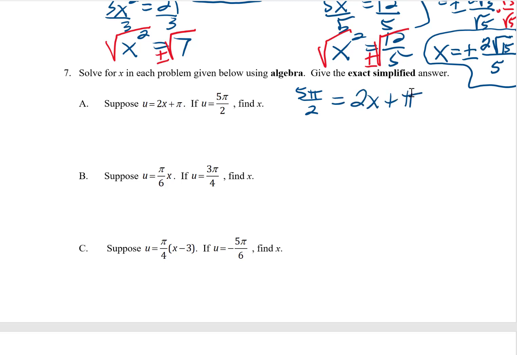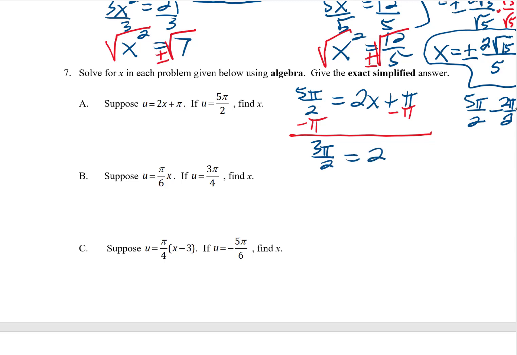So it looks like the first step would be subtracting pi from both sides. Let's see, 5 pi over 2 minus pi, I might have to do some scratch work on the side. I could rewrite pi as 2 pi over 2 so that I can have that common denominator, right? That's still equal to pi. 5 pi over 2 minus 2 pi over 2 would be 3 pi over 2. So I have 3 pi over 2 equals 2x.